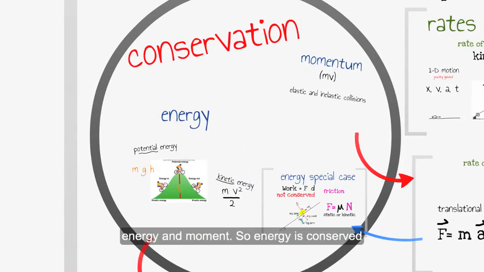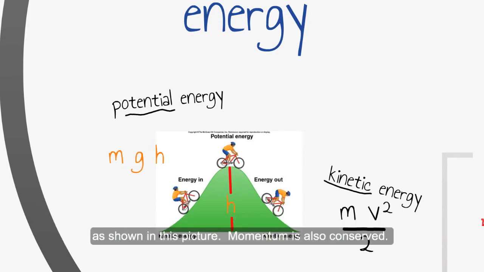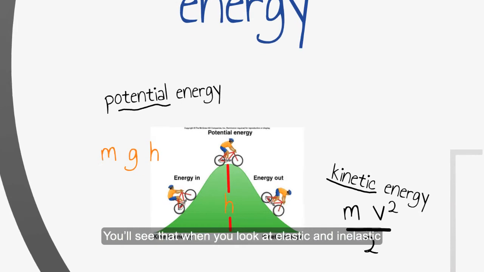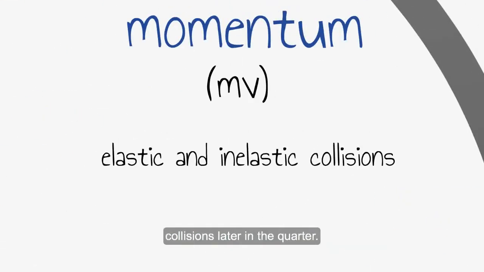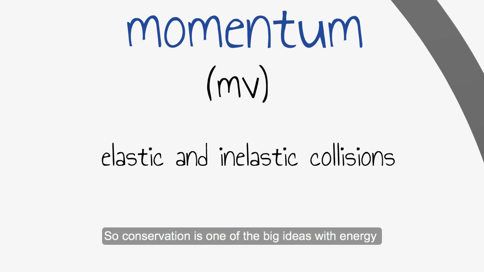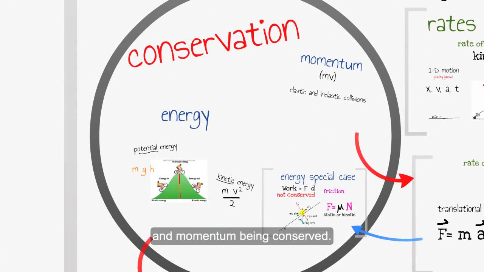So energy is conserved. You can convert one type of energy, such as potential energy, to kinetic energy, as shown in this picture. And momentum is also conserved. You'll see that when you look at elastic and inelastic collisions later in the quarter. So conservation is one of the big ideas, with energy and momentum being conserved.